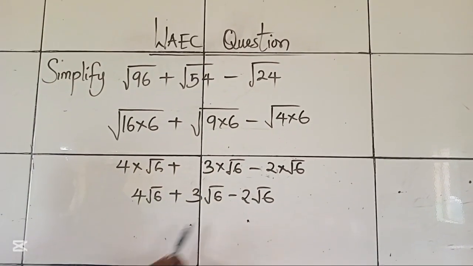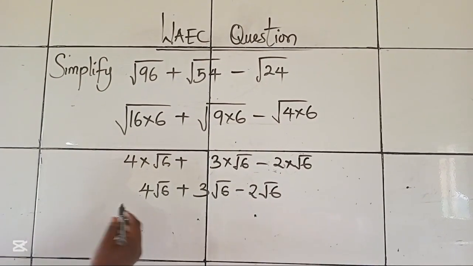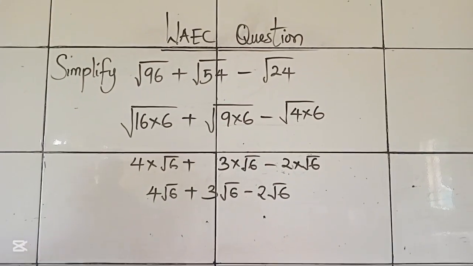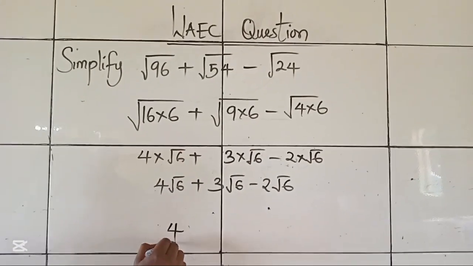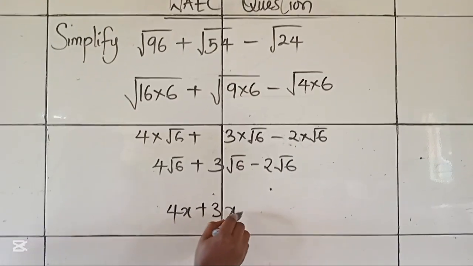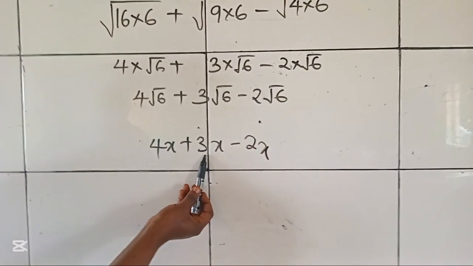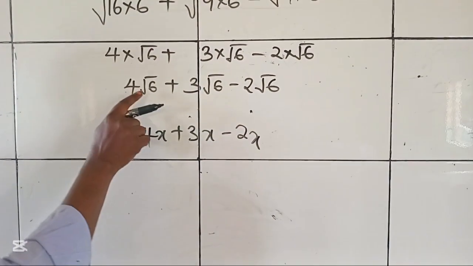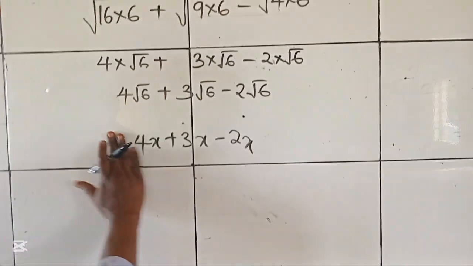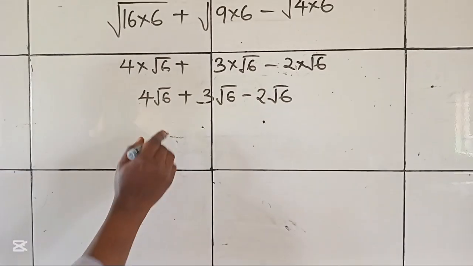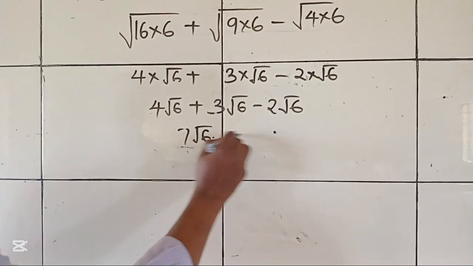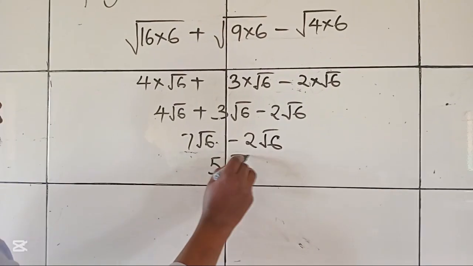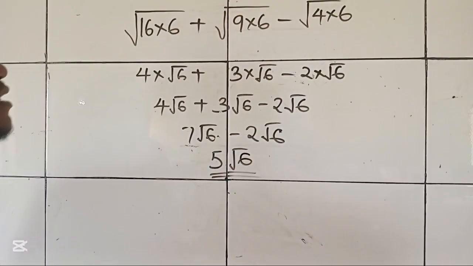This square root of 6 is the same thing as adding numbers with an alphabet. So, assuming that you have 4x plus 3x minus 2x, you can say 4x plus 3x will be 7x, minus 2x will be 5x. That's exactly it, since they have the same root. So in this case, 4 plus 3 will be 7 square root of 6, minus 2 square root of 6. So 7 minus 2 will be 5 square root of 6. And that's the final answer.